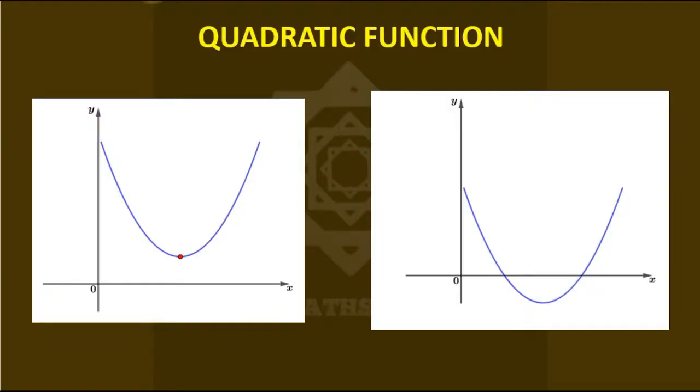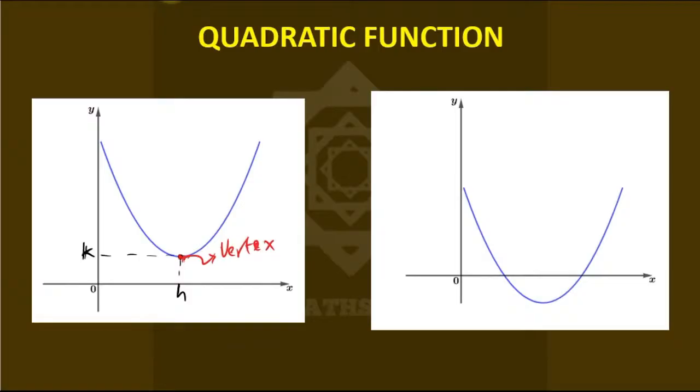This is the first one. As you can see, there is a red spot here. This is the vertex. Assuming you are given the vertex, this red point is the vertex. The vertex is just a point that divides the curve into two equal halves. Let's call the coordinates H and K. So here is H, and the Y coordinate is K.